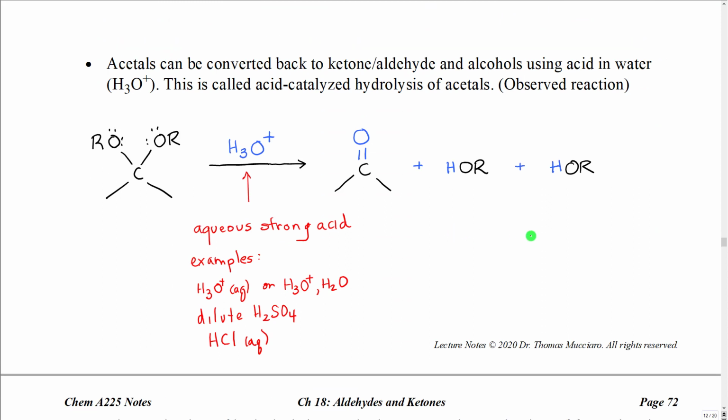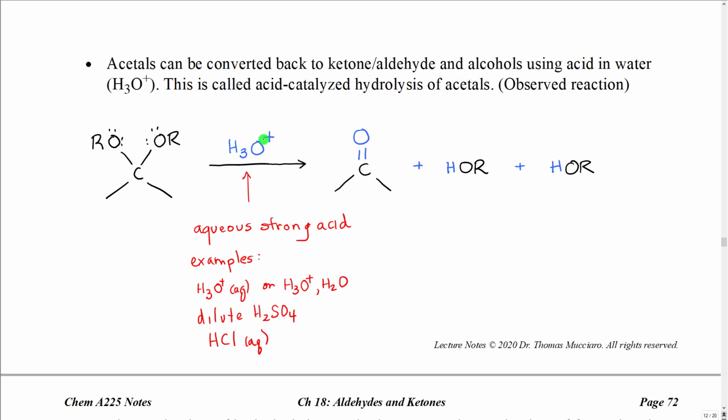Okay, now another feature that's very important of acetal chemistry is that acetals can be formed and then they can be converted back to the original ketone. This is generally done with aqueous acid, usually something like H3O+, or H3O+ aqueous, or sometimes you'll see it written as H3O+ hydronium and water. But where do we get this? Well, dilute H2SO4, aqueous hydrochloric acid, these kinds of acids are what we would generally put in there.